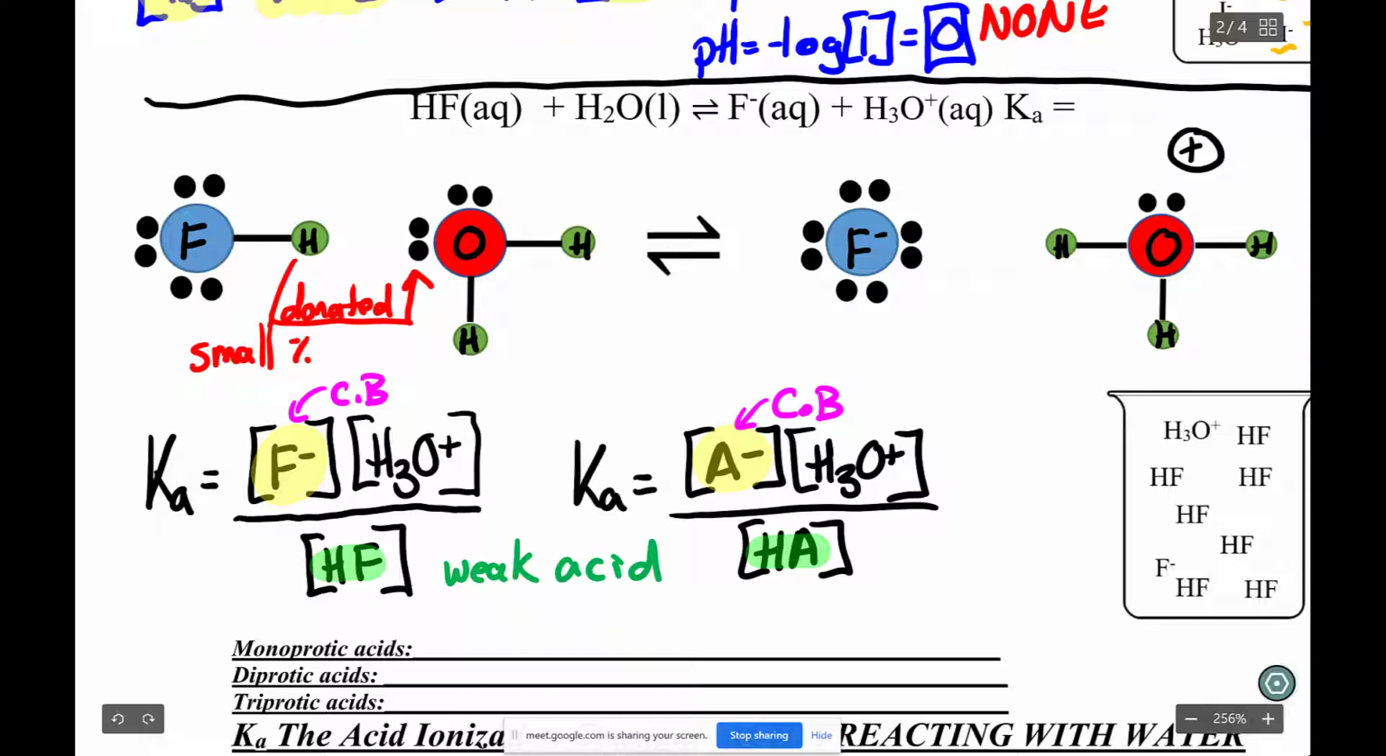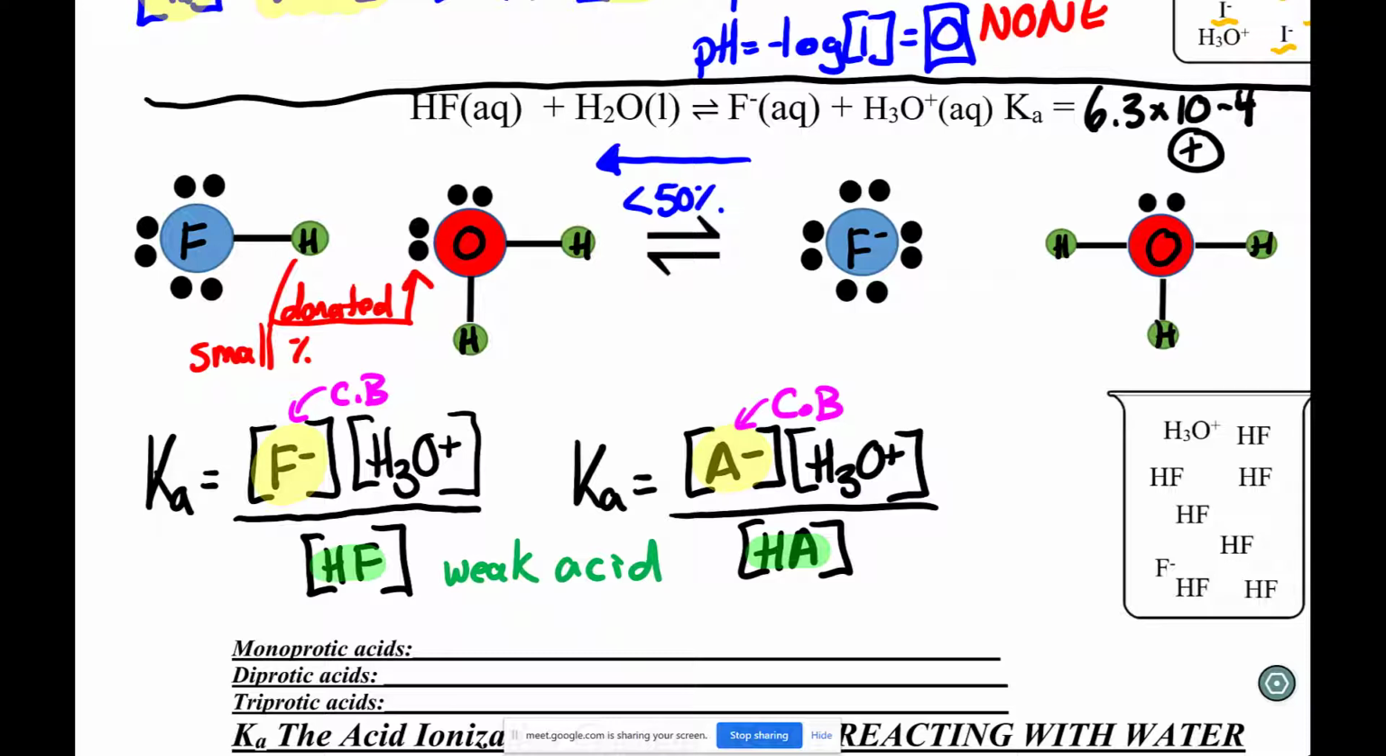Now, the Ka value can be found on charts in data books. In our chart, it would be 6.3 times 10 to the negative 4. And that value shows us that this reaction favors the reactants. It's less than 50% forward, and it goes this direction. HF at 10 to the negative 4 is still considered a fairly strong weak acid because it does donate a significant amount of H plus to water.